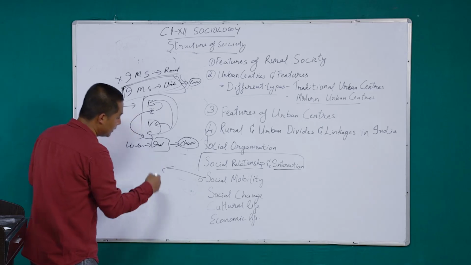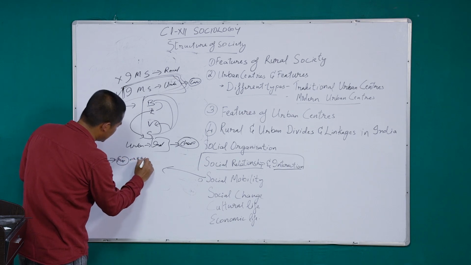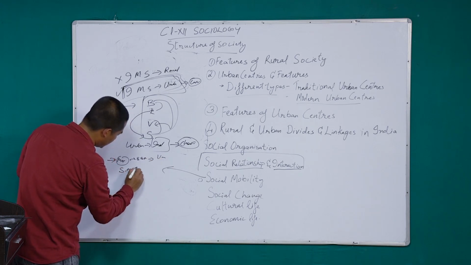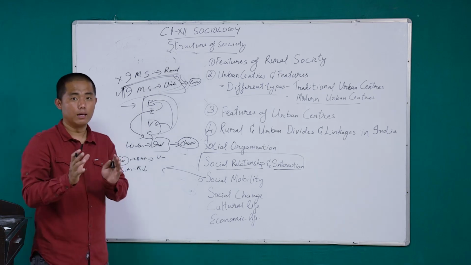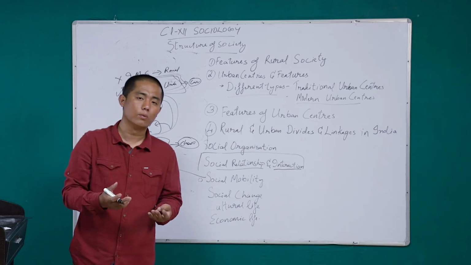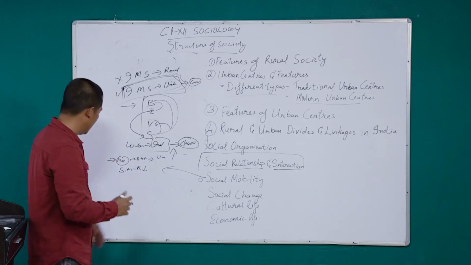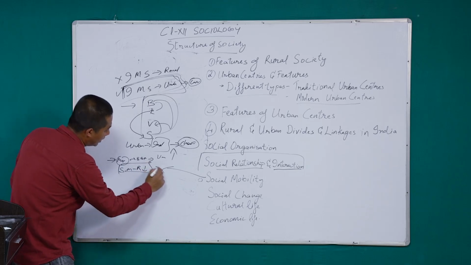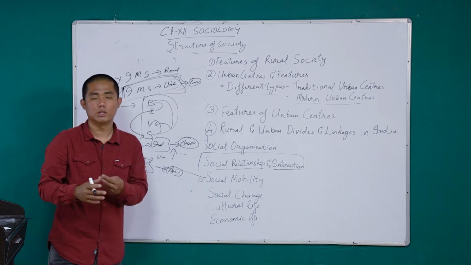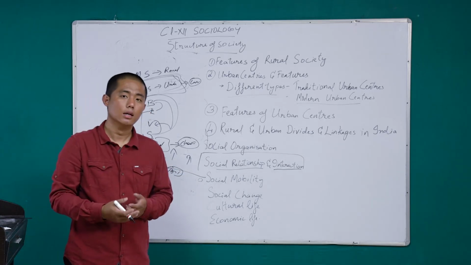The next is social mobility. The movement in social status is found in the urban areas, but social mobility in the rural area is very less. Why? Because in the urban areas, you have more opportunities, so you get more elevation in your status also. But in the rural areas, people are mostly engaged in agriculture, and that is the reason why we have less social mobility in the society.